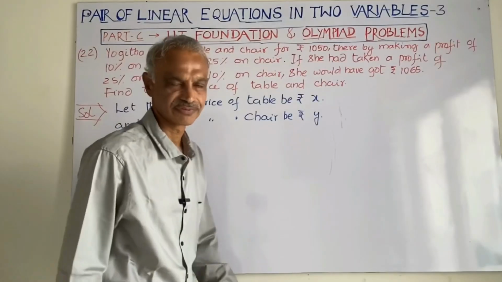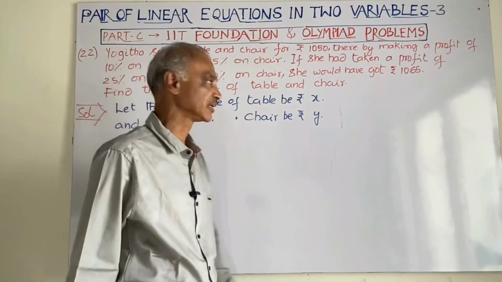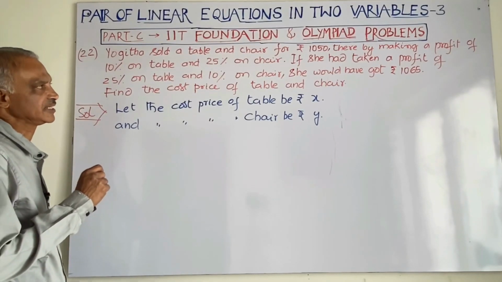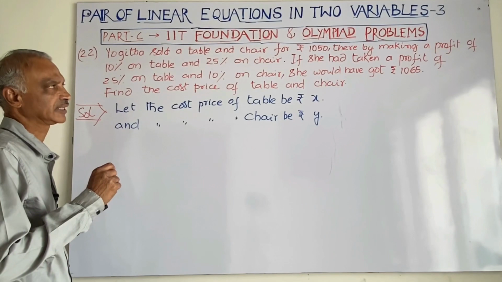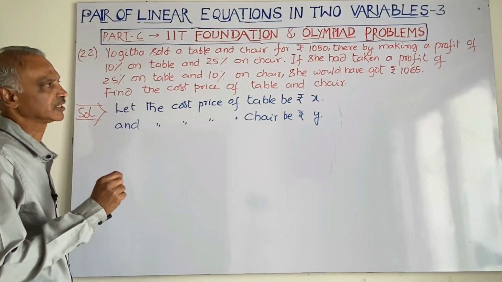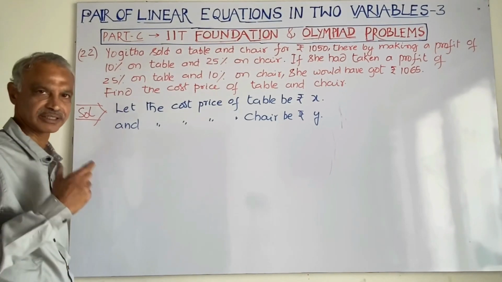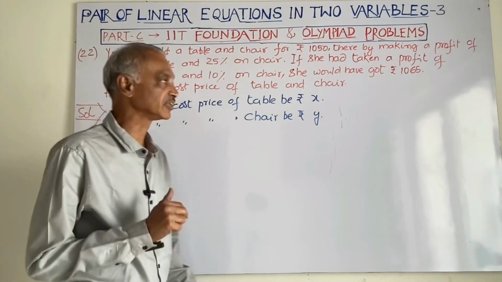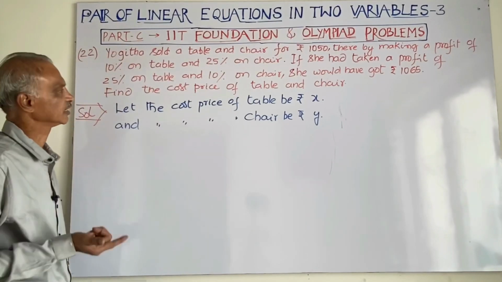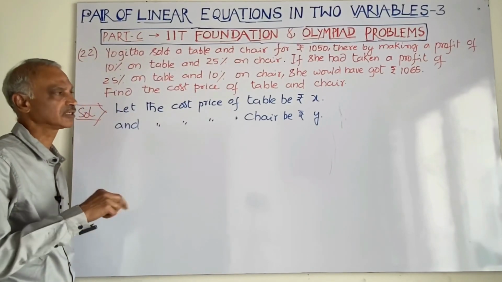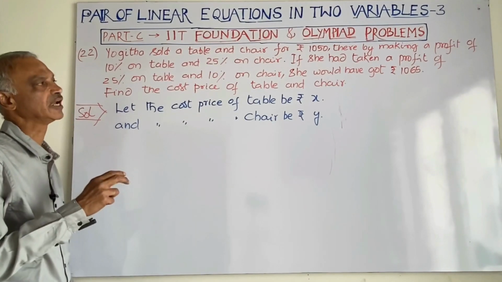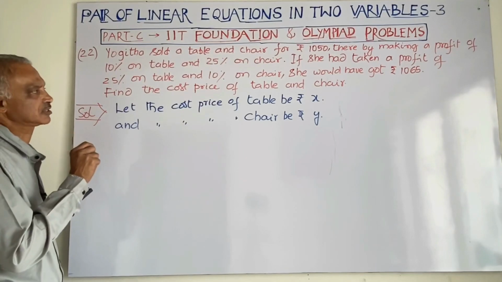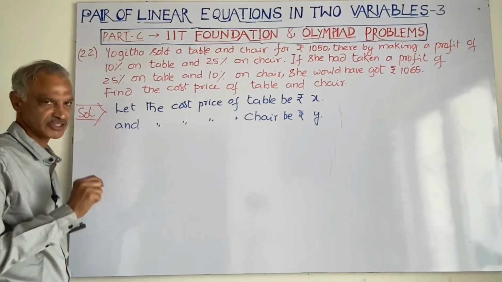Hi students, what is our 22nd problem? Yogita sold a table and chair for 1050 rupees, thereby making a profit of 10% on table and 25% on chair. If she had taken a profit of 25% on table and 10% on chair, she would have got 1065 rupees. Find the cost price of table and chair.